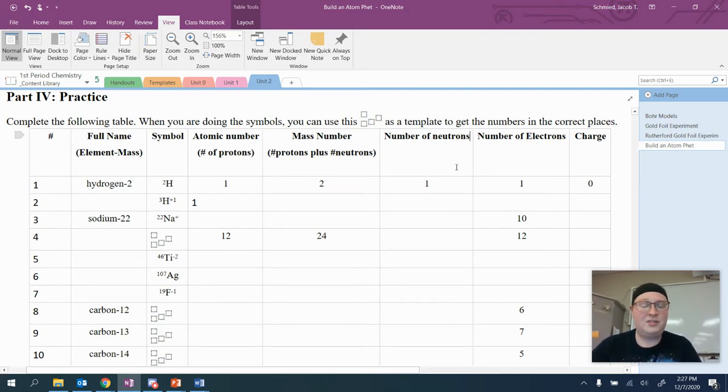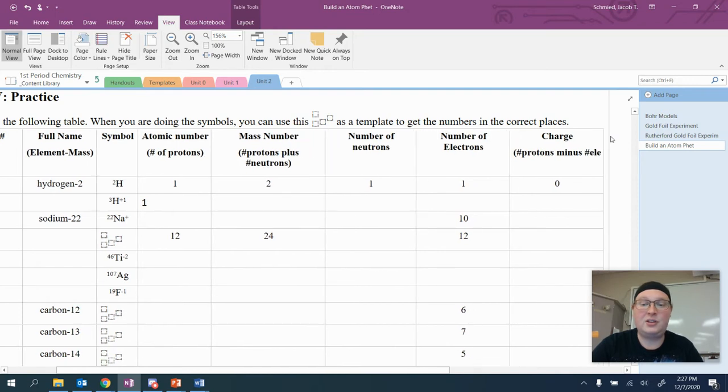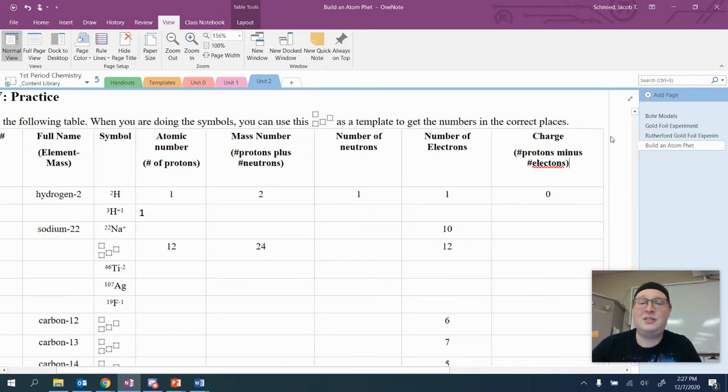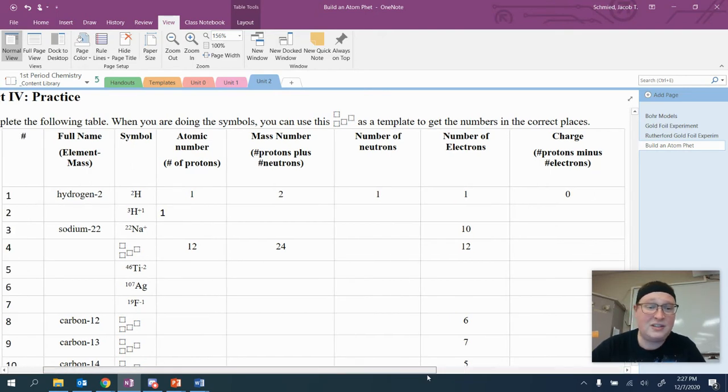The number of neutrons is just that, the number of neutrons. The number of electrons is exactly what it says it is. It's the number of electrons. To calculate charge, usually what I like to do is take my number of protons minus the number of electrons. The reason I like to do that is because electrons themselves are naturally negative. So by subtracting away electrons, I don't have to mess with any positive negatives. I can just subtract it that way. So that's what these columns are really asking us to do there.